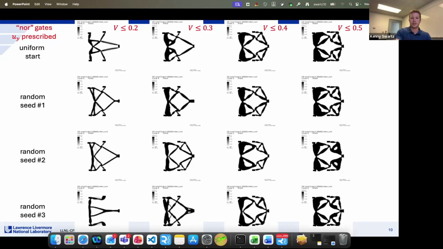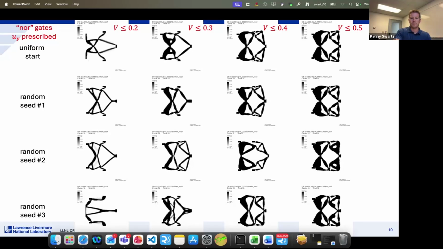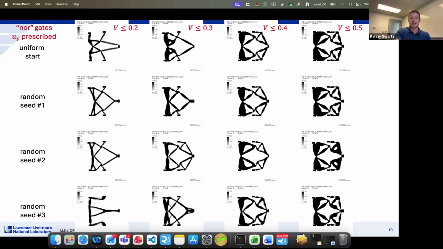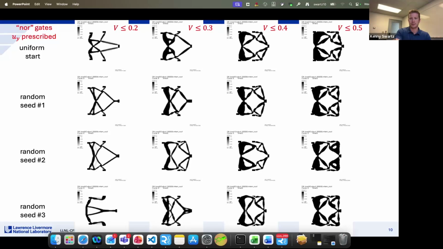These are the NOR gates, just showing you that I think it's true for all the different logic types that you would converge to different local minima, but there are some consistent trends throughout the different logic.